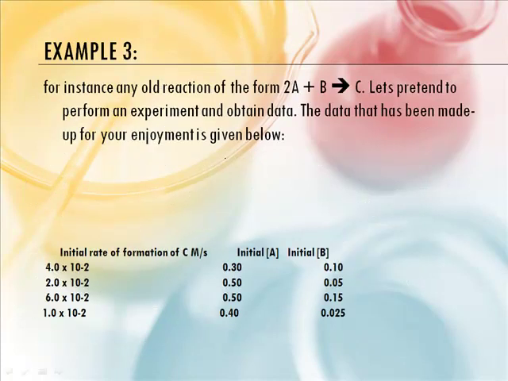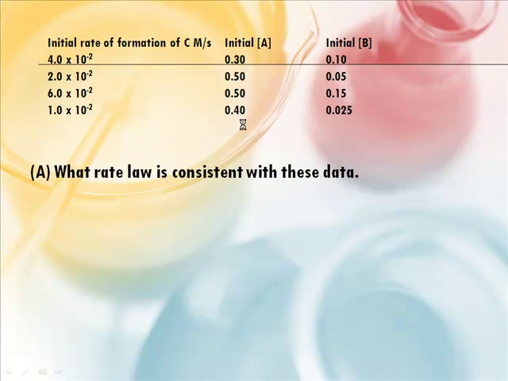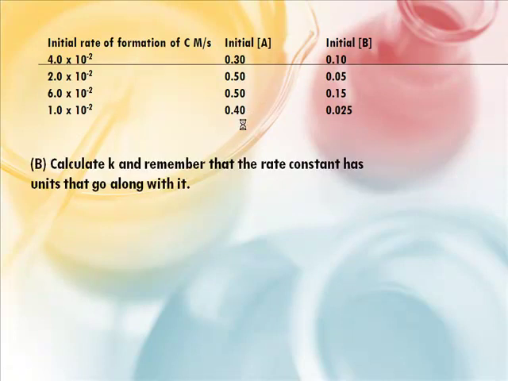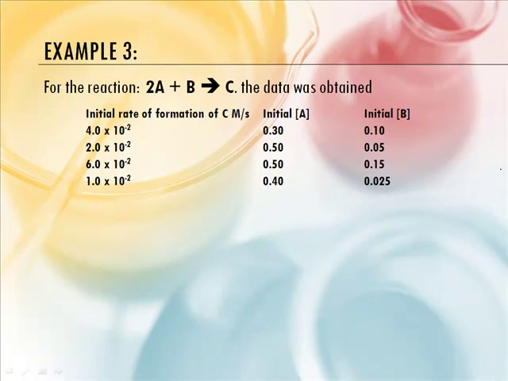Example 3. For instance, any old reaction in the form 2A. What are we doing here? Okay, here's a sample problem, Mr. Sams. Actually, it looks a little different. Just from a second ago, we had some errors to correct. But you would see this on a typical AP exam. So we've got a reaction. 2A plus B turns into C. And we get a bunch of data obtained. And so we have a number of questions that we'd ask. Yep. Okay, so let's figure out what the question is.